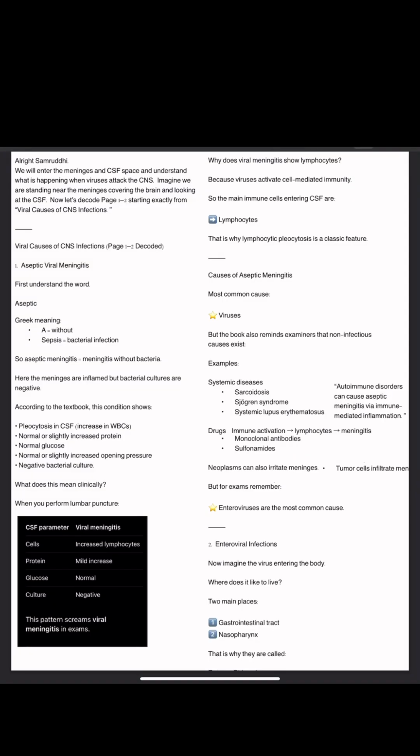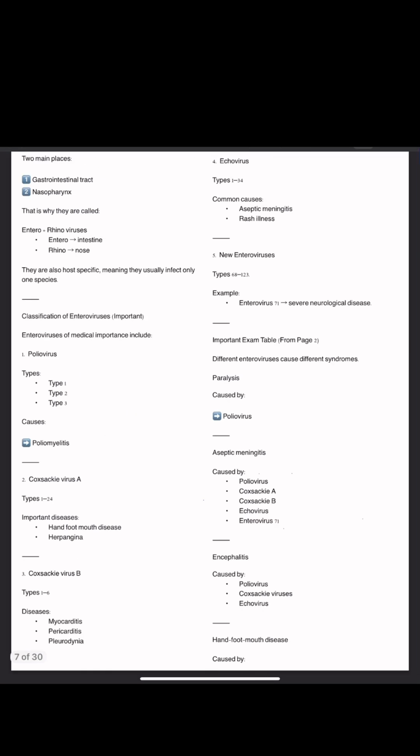Initially, we had discussed aseptic viral meningitis. Now, let us move the topic towards enteroviral infections. Enteroviruses are viruses that reside in the GI tract as well as the nasopharynx, so that is why they are called entero plus rhinoviruses. They are host specific. They usually infect only one species.